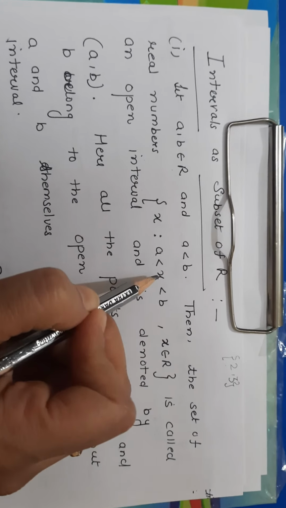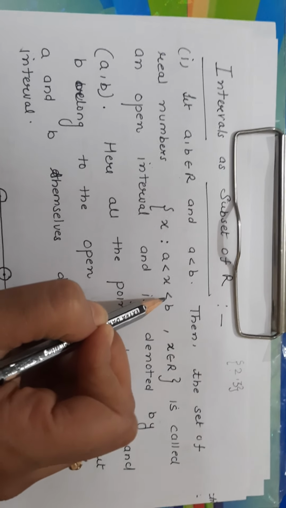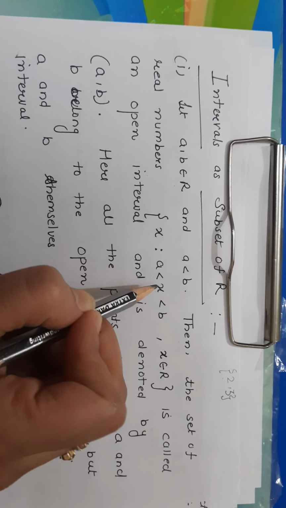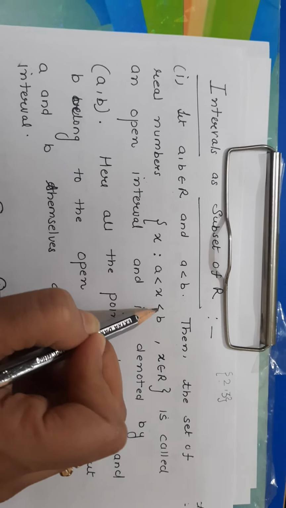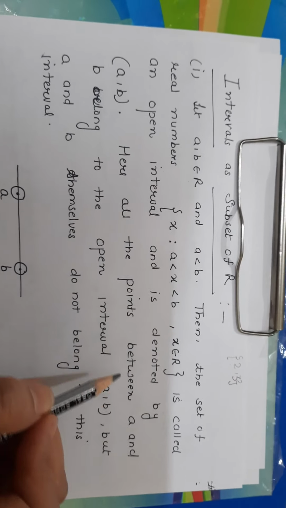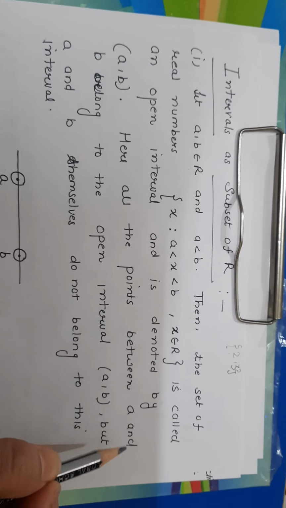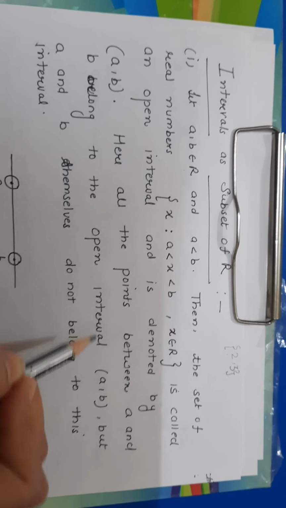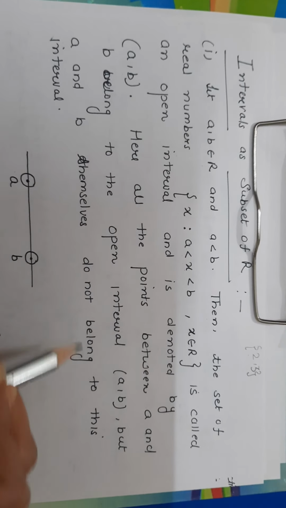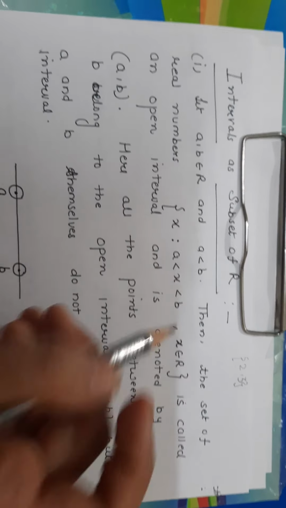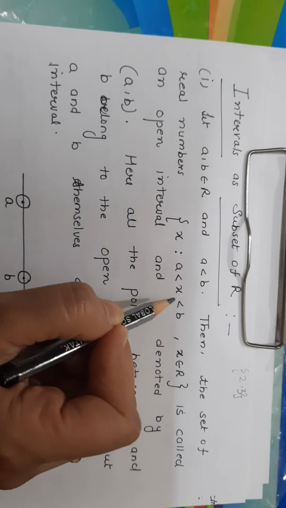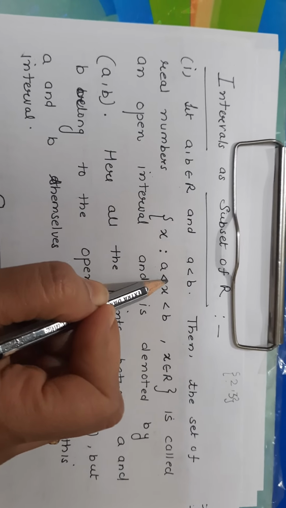Just look here. Here x is greater than A and x is less than B. It means all the real numbers which are greater than A but less than B will be included here. So all the points between A and B belong to this open interval (A, B). But A and B themselves do not belong to this interval. Just look here: x is greater than A, x is less than B. That means we have strict inequality here.